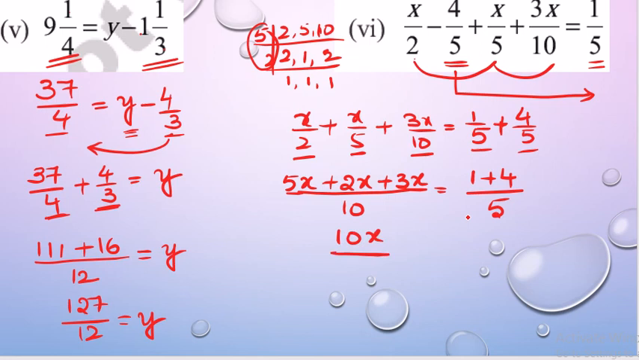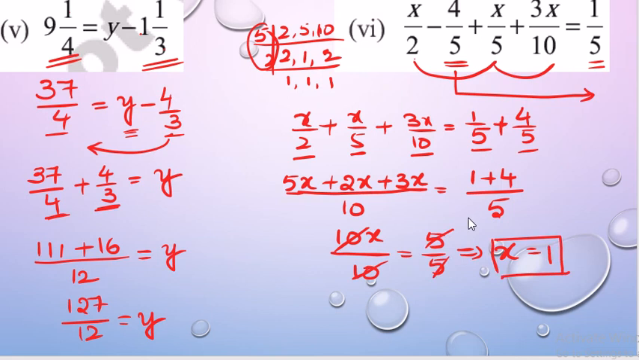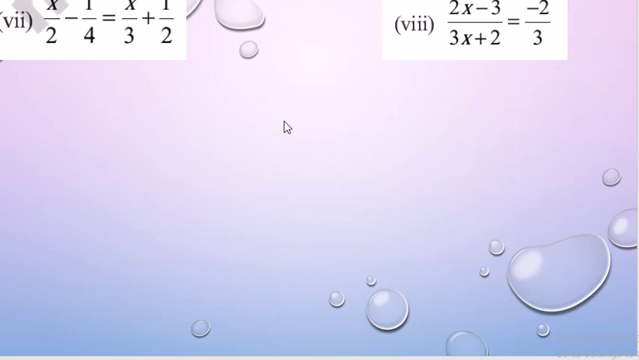So from this what can I say, 10x/10 is equal to 5/5. In the 10 table, 10 cancels 1 time, so x is equal to, in the 5 table 5 1 time, so the value of x is nothing but 1. So the answer for this question is x is equal to 1, right? Next, moving on to the next question.